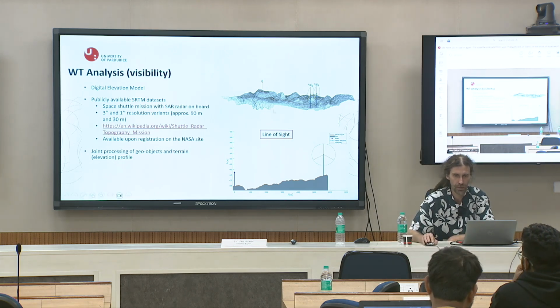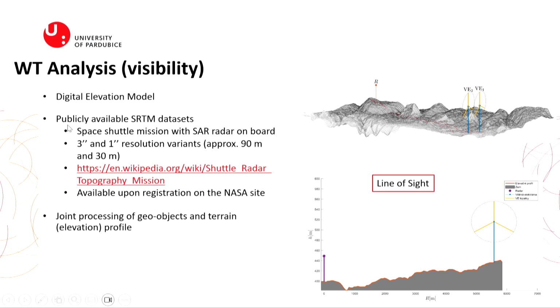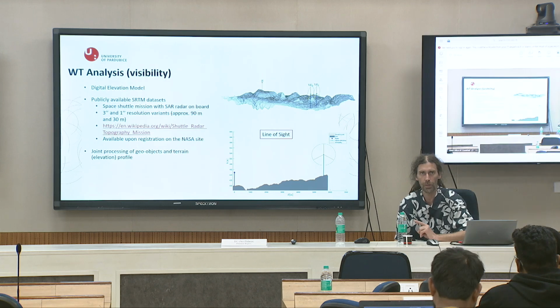A digital elevation model in 3D or 2D is publicly available based on the so-called SRTM dataset. It is a space shuttle mission with synthetic aperture radar. Resolution is 90 meters or 30 meters. Of course, if you have 30 meters, the data will be bigger, huge, because there is more information. If you need some higher resolution, then it's not publicly available, or I don't know of it. I think that this is the maximum resolution that is publicly available.